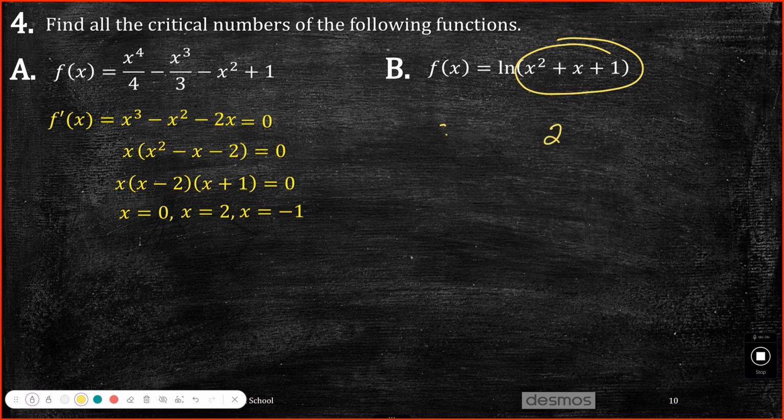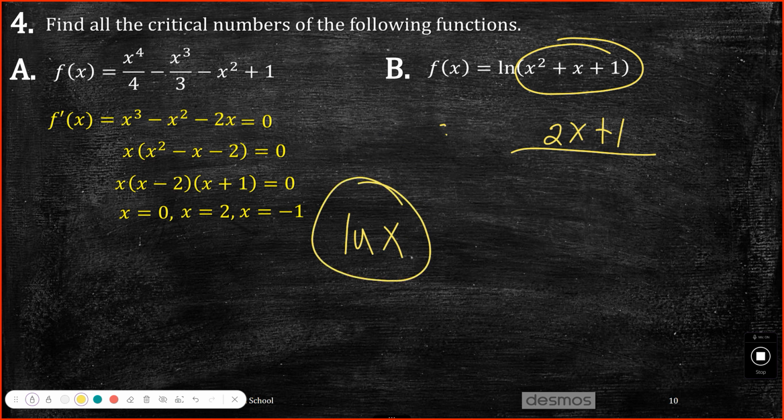So 2x plus 1 on top, yes, and leave it there at the top. And then ln, what's the derivative of ln x? 1 over x, where x is what? x is this quantity, no? So it would be x squared plus x plus 1.